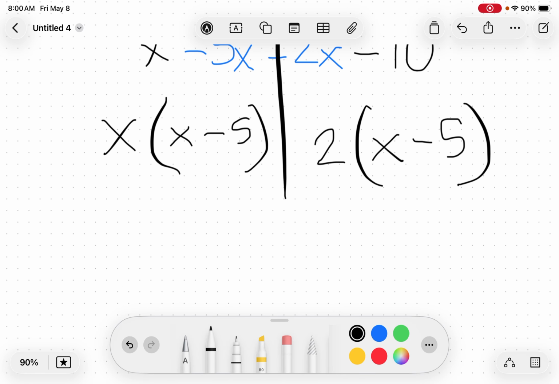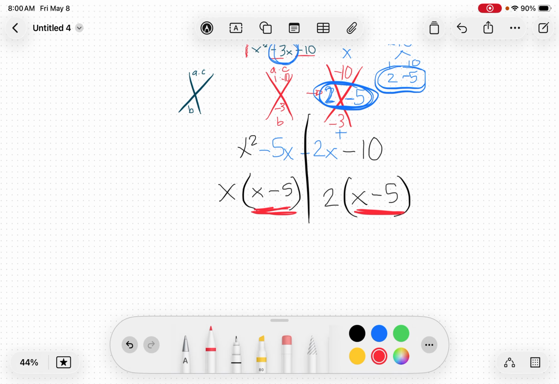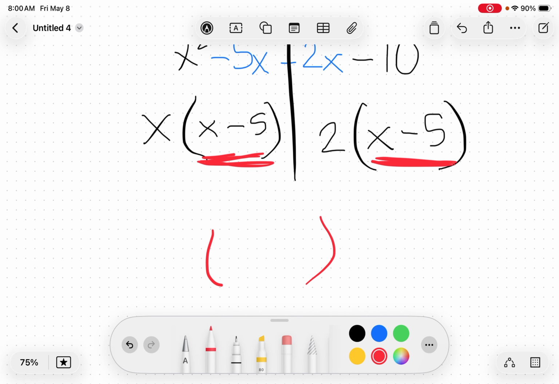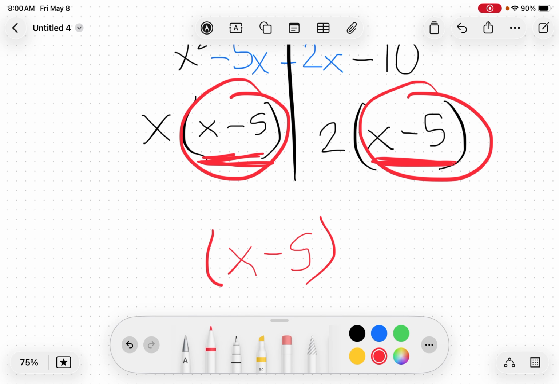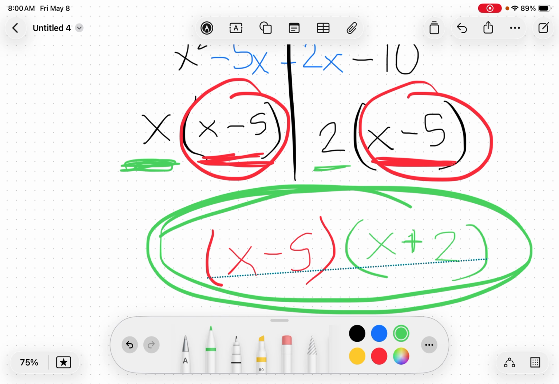And now our final answer is going to be, notice that these two match. This is going to be your first set of parentheses in what our expression from the beginning can turn into. We can rewrite this whole thing as one of the parentheses being x minus 5 because they match. And then we have to write the other set of parentheses using the stuff that was in front. We have x and 2, and we are going to be adding them together because the 2 is positive. So this right here is your final answer.